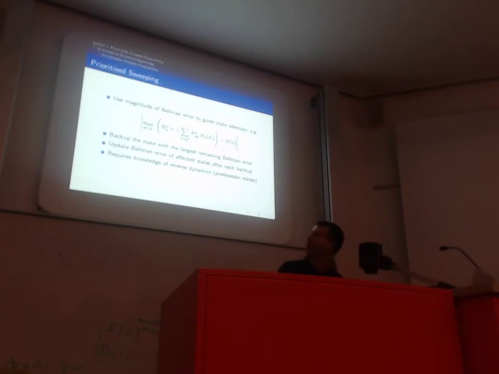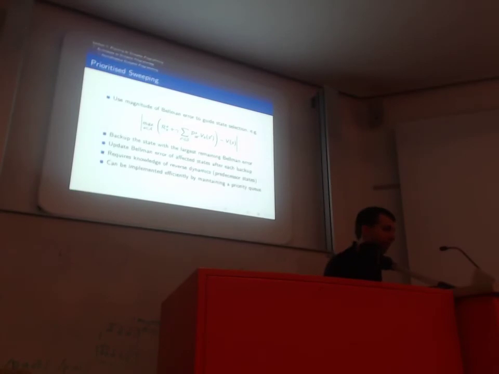Okay. One technicality: you need to know how to go backwards to do this. You need to know what the predecessor states are in order to run this algorithm. And this is typically implemented using a priority queue.